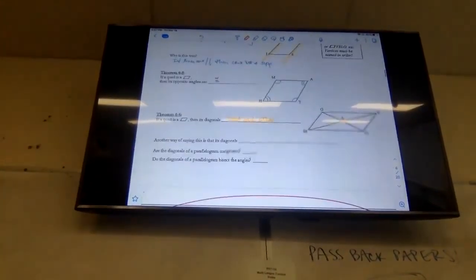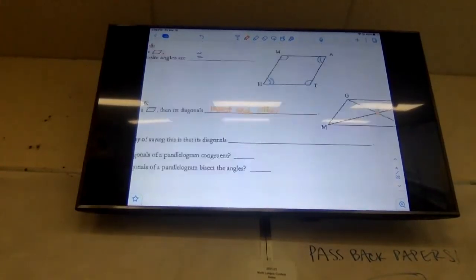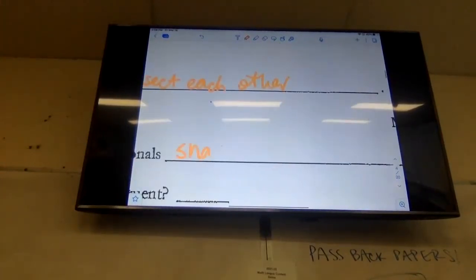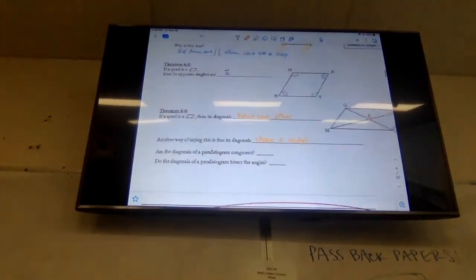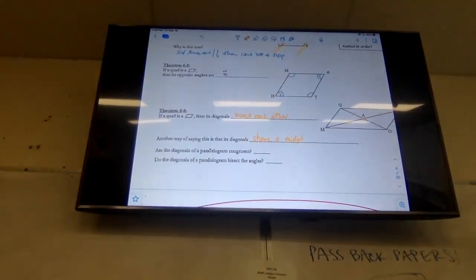Thanks. Another way of saying that the diagonals bisect each other is that they share a midpoint. That's okay. It means the same thing.